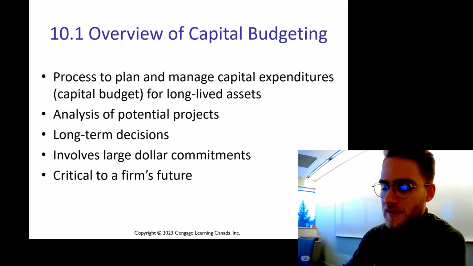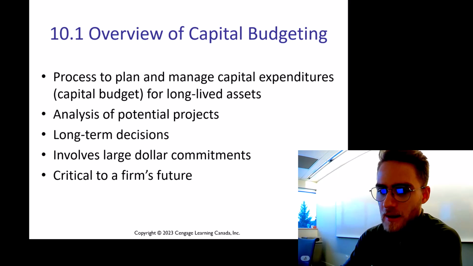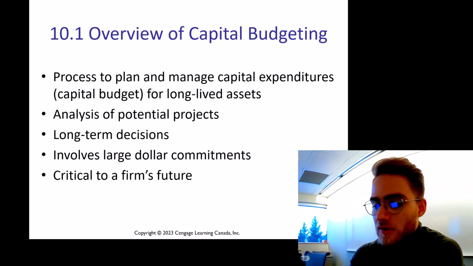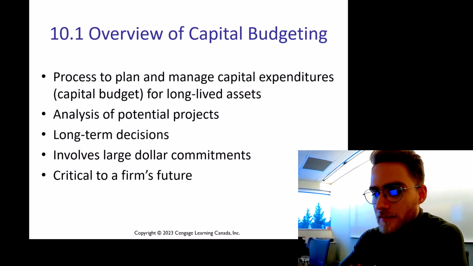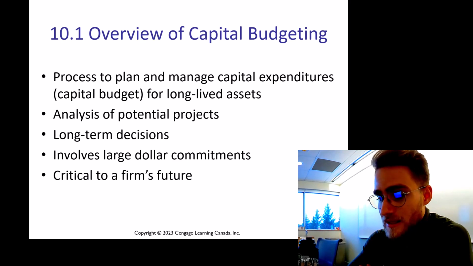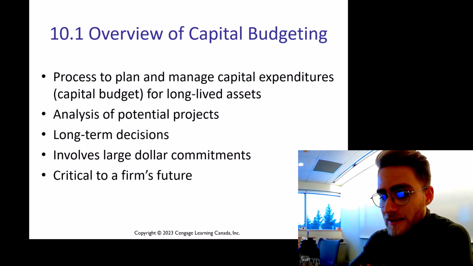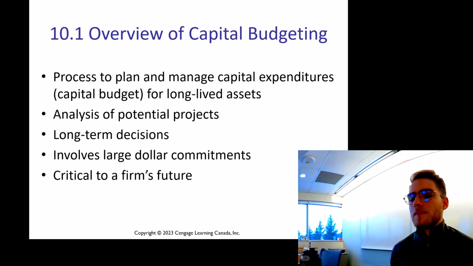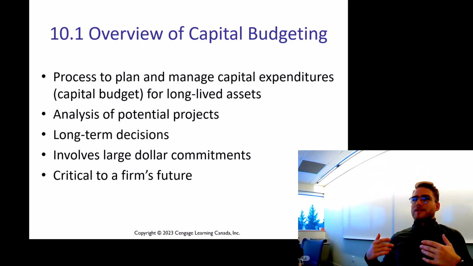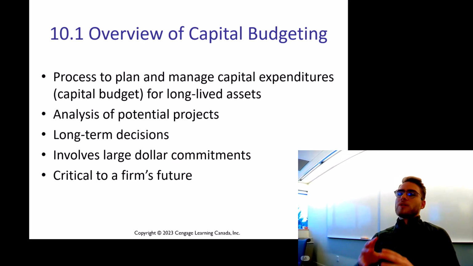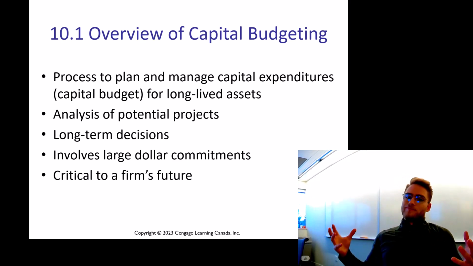So an overview of the capital budgeting process. It's basically a process to plan and manage capital expenditures, capital budgets for long-lived assets. So it's analysis of potential projects, long-term decisions involve usually large dollar commitments, and it's critical to a firm's value. In most cases, depending on the company you work for, it's not an infinite amount of cash flow that you have, right? So usually there is a fixed dollar budget for the firm, right?